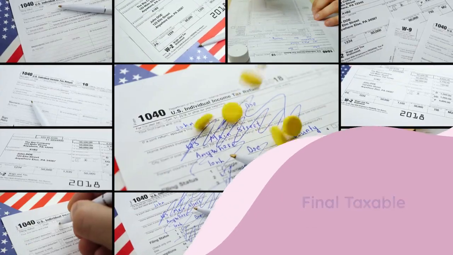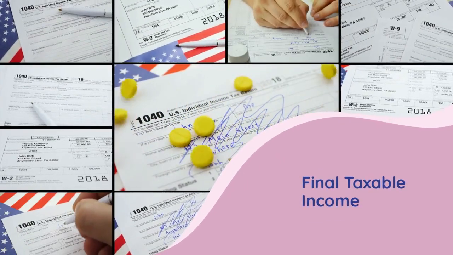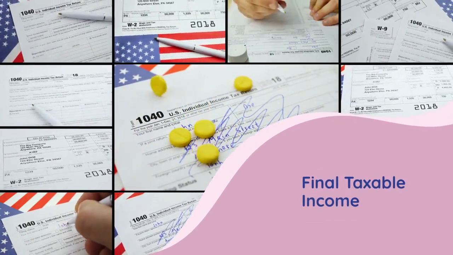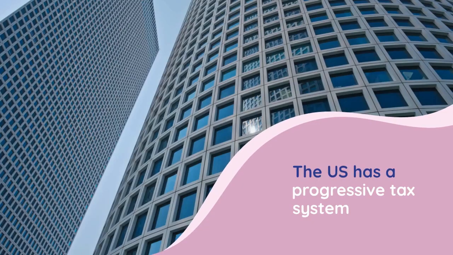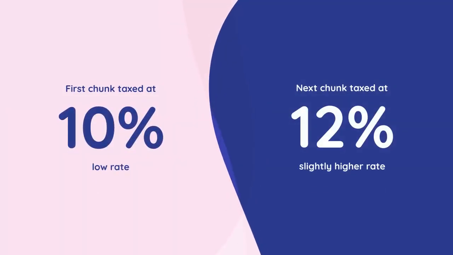Once you have your final taxable income, you don't just multiply it by a single tax rate. This is where tax brackets come in. The US has a progressive tax system, which means different portions of your income are taxed at different rates. For example, the first chunk of your income is taxed at a low rate, like 10%. The next chunk is taxed at a slightly higher rate, like 12%, and so on.